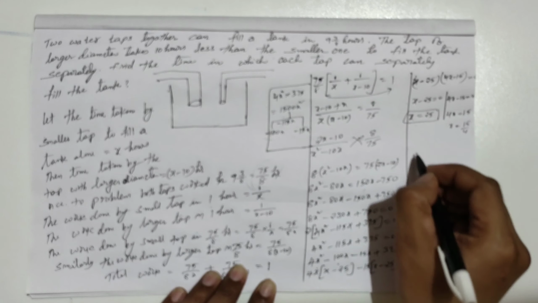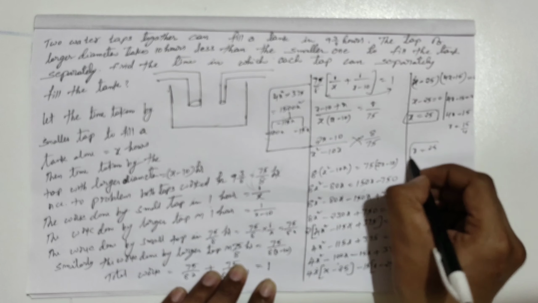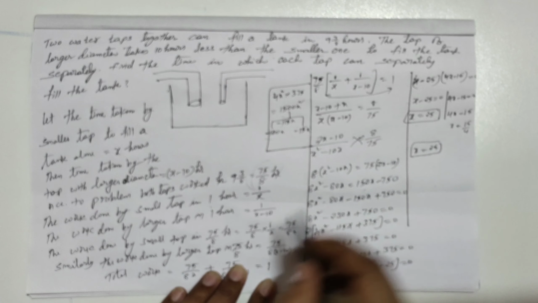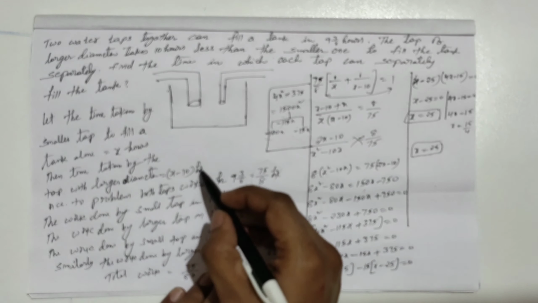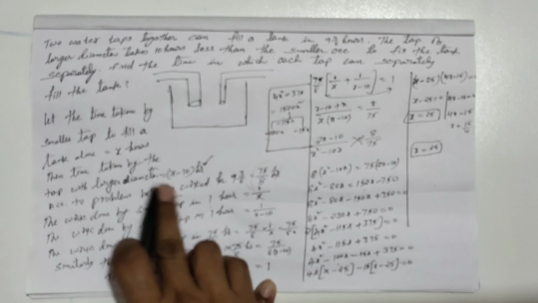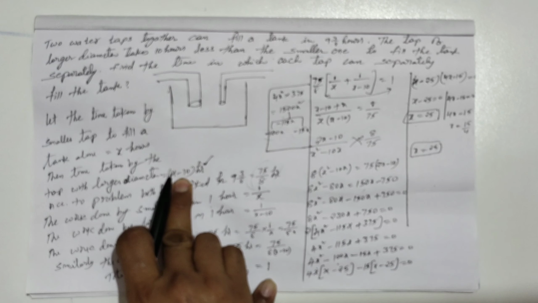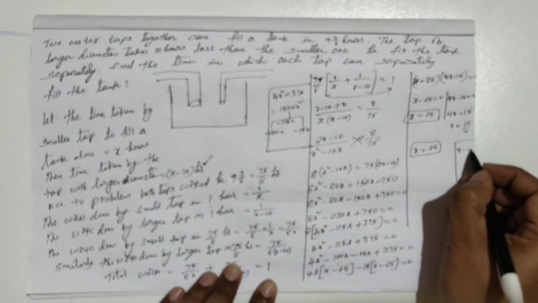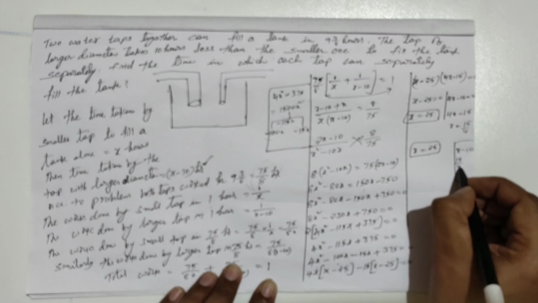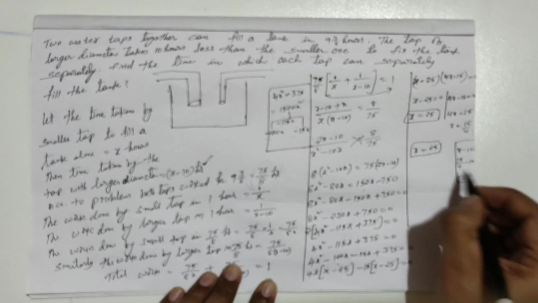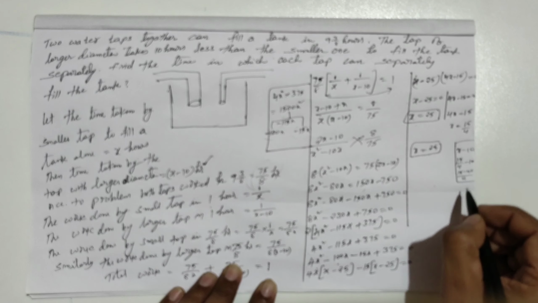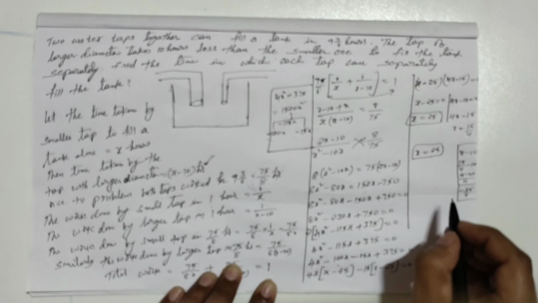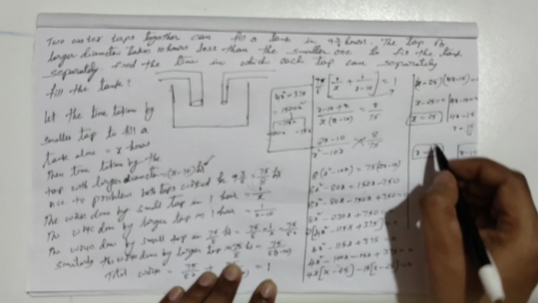But we consider only x is equal to 25. Why? While substituting x is equal to 15 by 4 in x minus 10, that is the time taken by the larger diameter tap, we will get a negative value. See here, x minus 10, that is 15 by 4 minus 10, with LCM 4, 15 minus 40. So we get minus 25 by 4, which is not possible. So we have to take x is equal to 25.